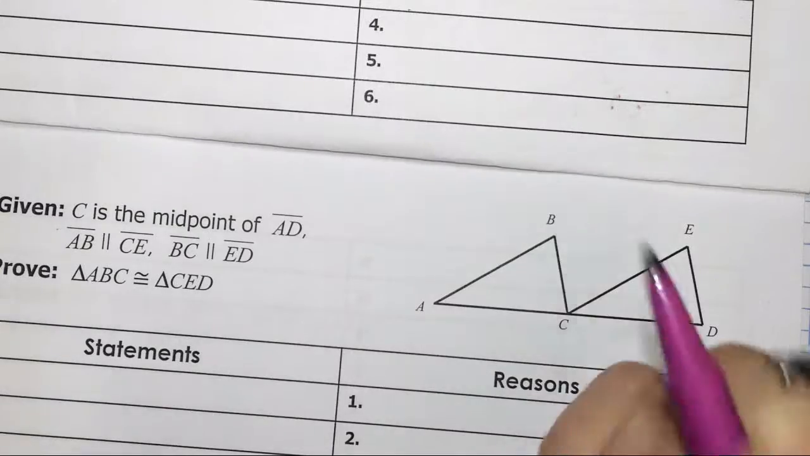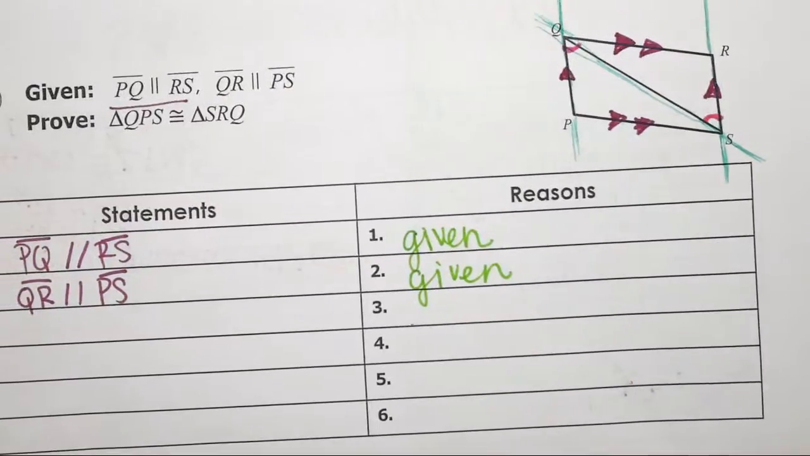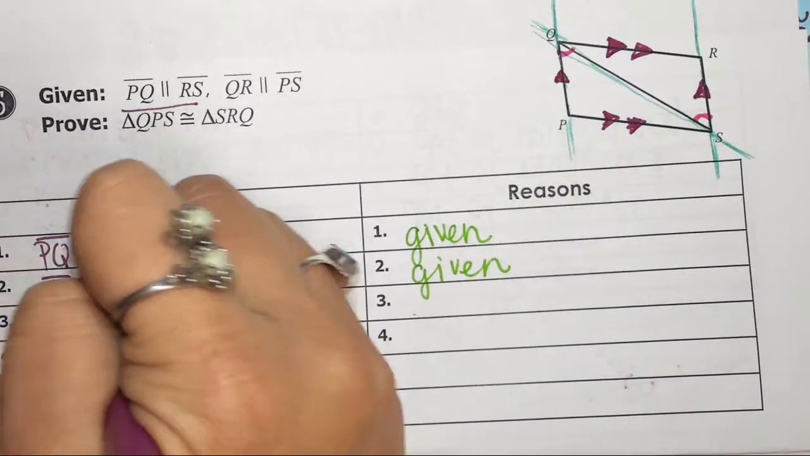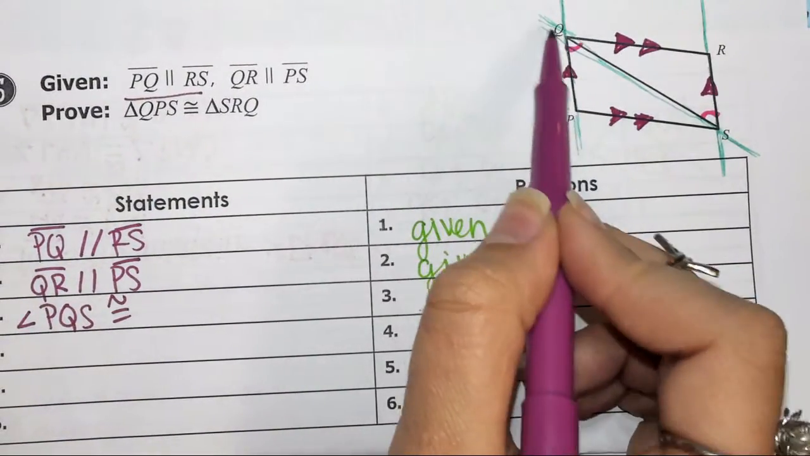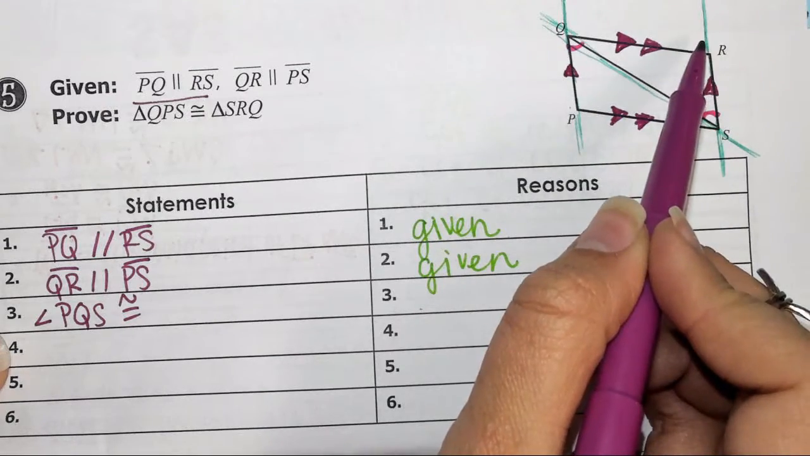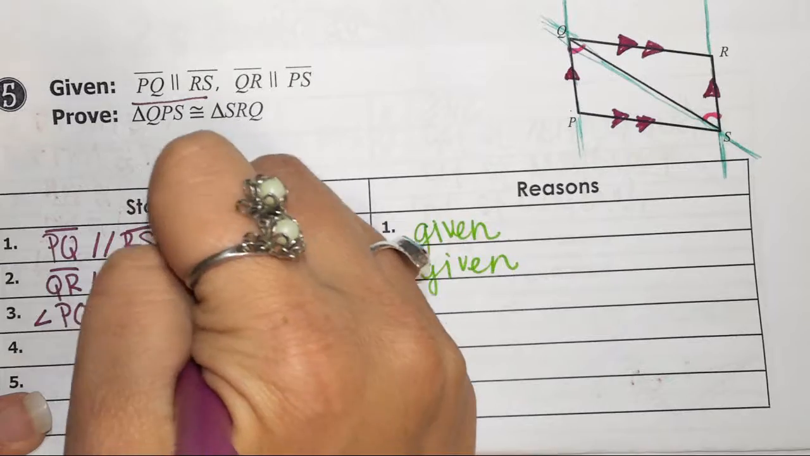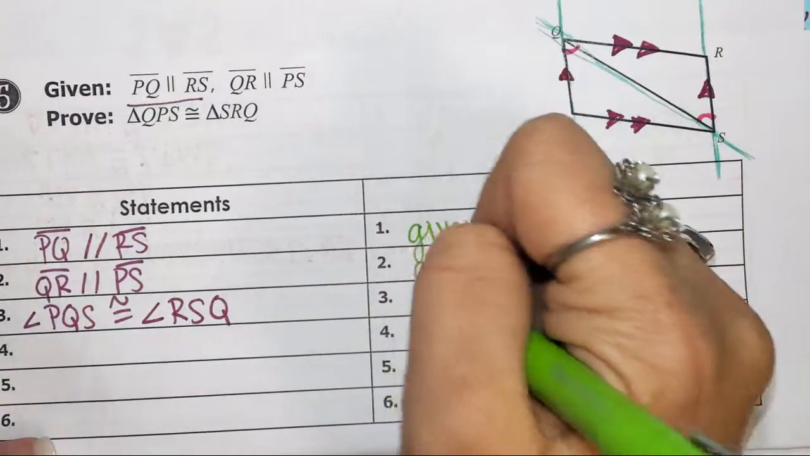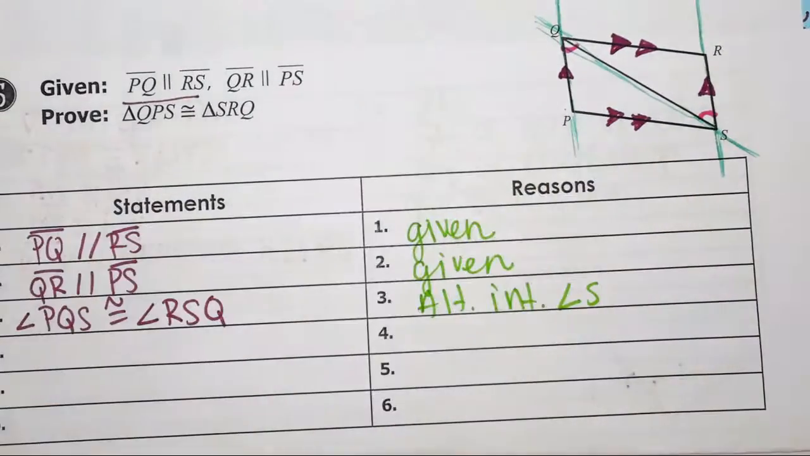So we would say angle PQS is congruent to angle RSQ. I went down at the bottom, up to S. RSQ. Good. And that's alternate interior angles.